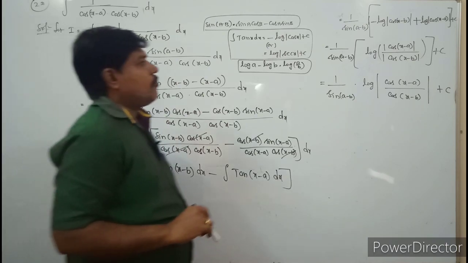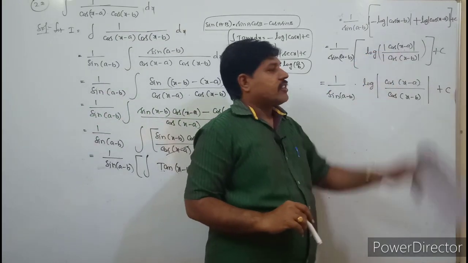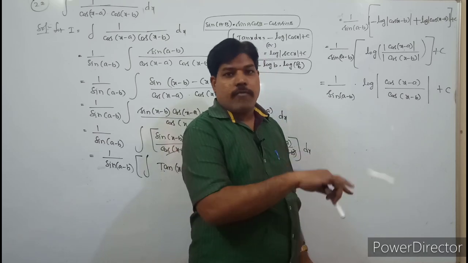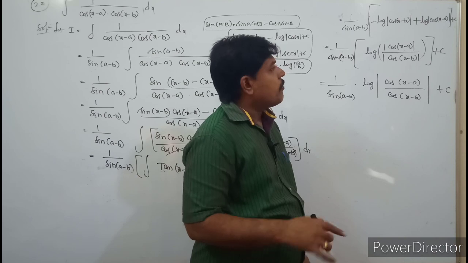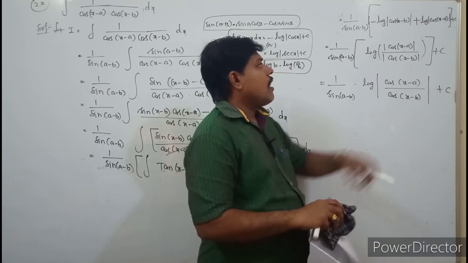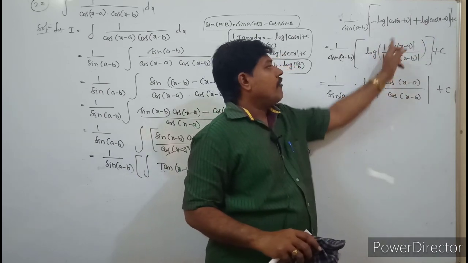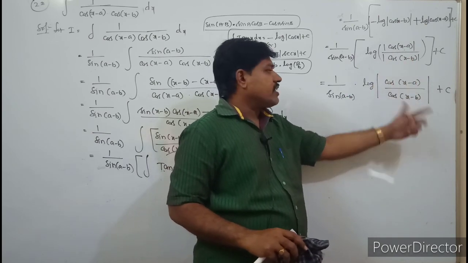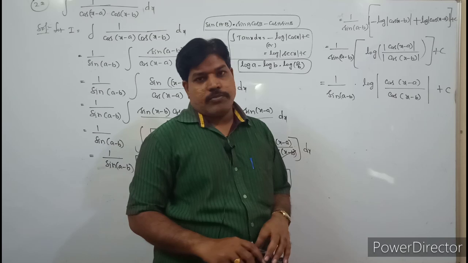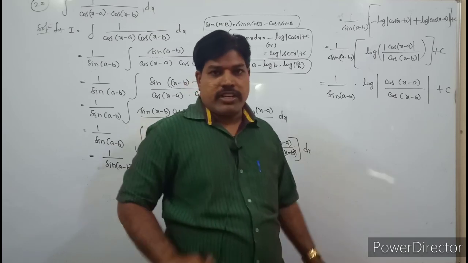So automatically it will become minus log of mod cos x minus b, plus minus of minus plus log of mod cos x minus a, plus c. So what happens, students? Log a minus log b is log of a by b. So you can take it as log of mod cos x minus a by cos x minus b, plus c. So see that question, students.